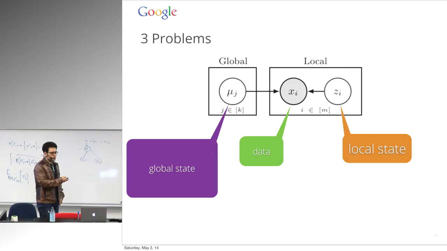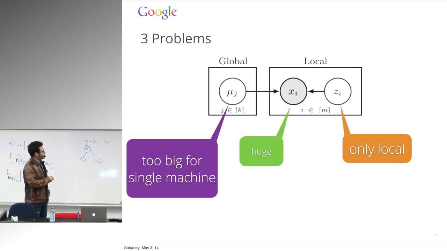So the global state is too big to fit in a single machine. Local state is still too big because, for example, if you have 1 billion data points, and each data point brings a single variable, you still have 1 billion variables. But the good thing is it's only local. You only need to look at it when you touch a given point. But the global state is too big and it's still important. You have to look at all the global state for every data point. That's a very important distinction.